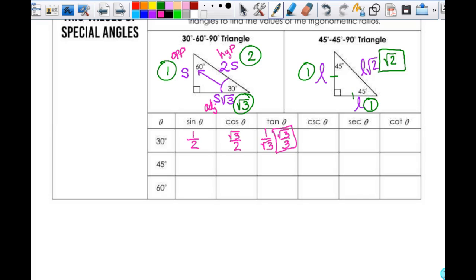Cosecant is the reciprocal of sine. So it's hypotenuse over opposite, which is 2 over 1, which is 2. Secant is the reciprocal of cosine. So that's 2 over the square root of 3. Not legal, so that's good, 2 square root of 3 over 3.